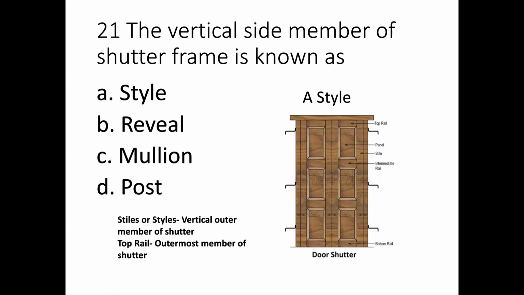Styles of vertical member of shutter. Top rail is the outermost member of the shutter.